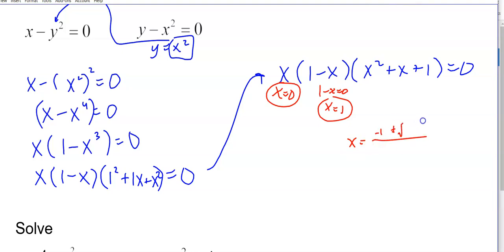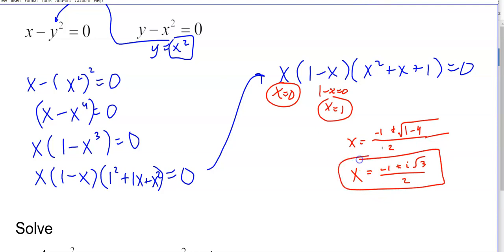plus or minus the square root of b squared. This looks like fun, doesn't it? b squared is 1 minus 4 times 1 times 1, over 2 times 1. Plus or minus i root 3, when you simplify that, all over 2. So actually, those are the two imaginary solutions, and then these are the real solutions. So there are 4 solutions there. 2 of them are real, and 2 of them are imaginary there.